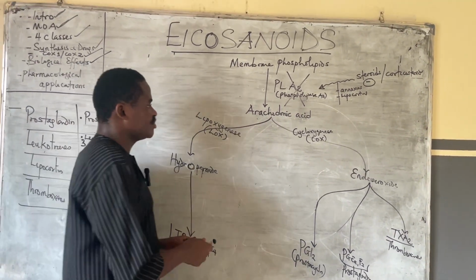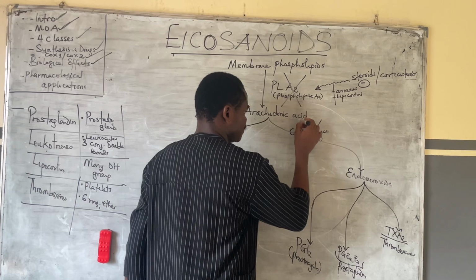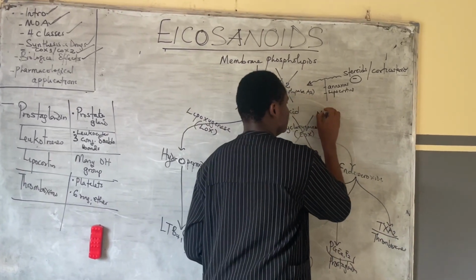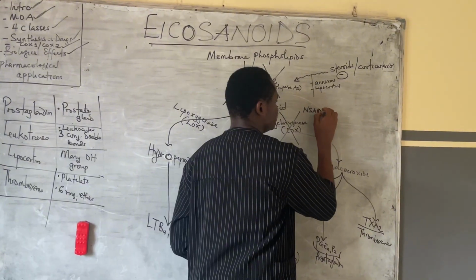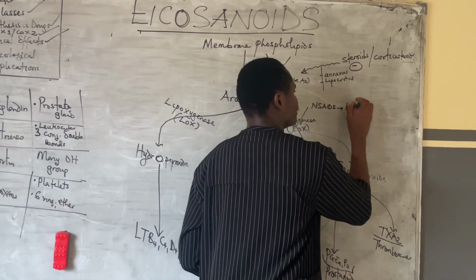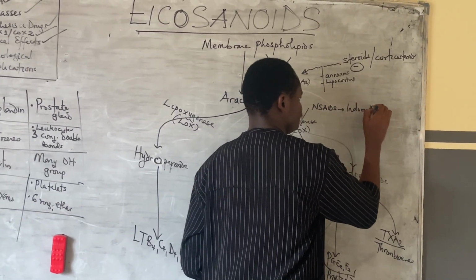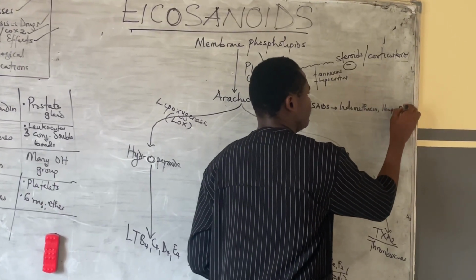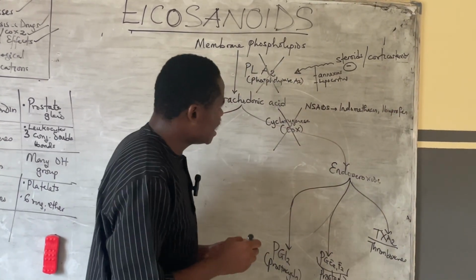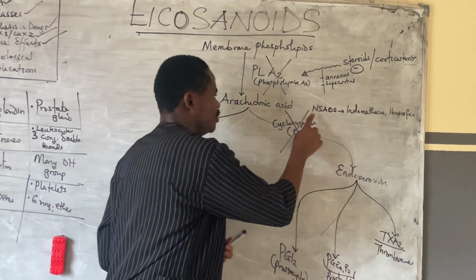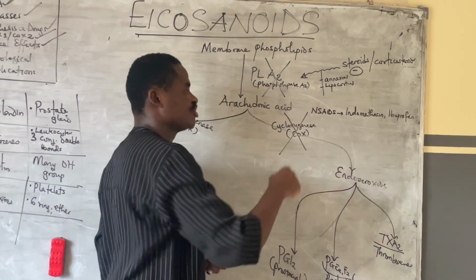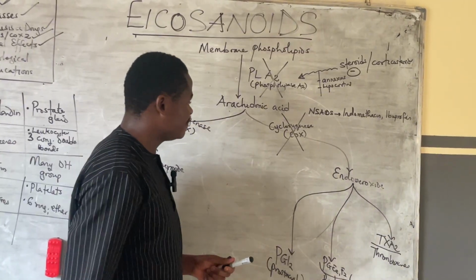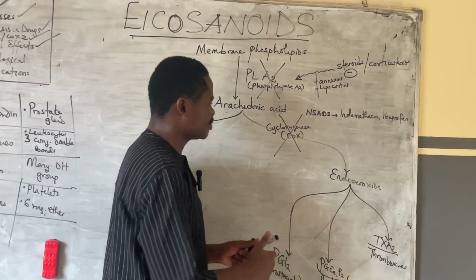Now, the second drug I want to talk about is the one that inhibits this COX. We call that family of drugs the NSAIDs. For the NSAIDs, a good example is indomethacin and ibuprofen. NSAID stands for non-steroidal anti-inflammatory drugs. Okay, indomethacin and ibuprofen. These drugs are used to relieve pain, and they prevent the production of this.